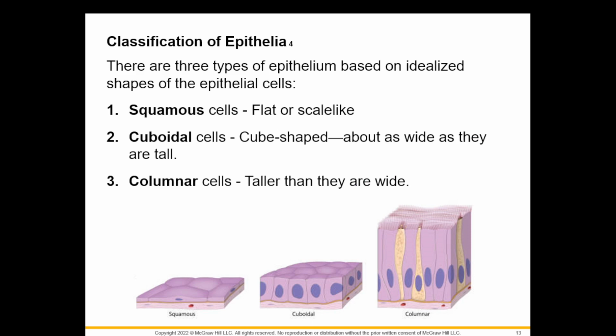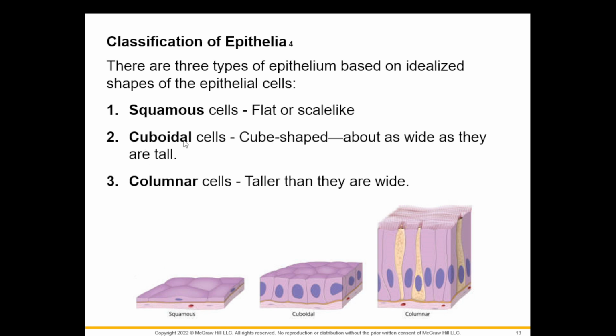When it comes to the shape, we have three major types. These are squamous, cuboidal, and columnar. So very straightforward. When we say squamous, they are flat, as you can see here. From the top view and the side view, you can really see that they are flat. Scale-like, no? Para silang kaliskis, napakanipis.